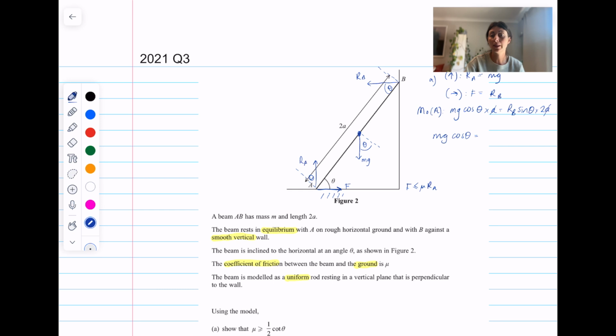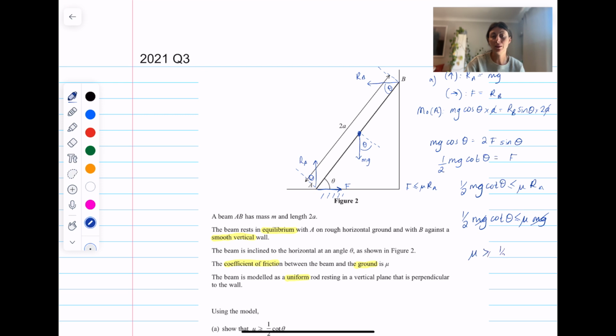And so what I'm going to do is use my horizontal to substitute the RB for an F, just so that I now have an F in my answer. Once you've got an F in your answer, we can rearrange to get it on its own and then use the inequality. So rather than F, we can replace this with less than or equal to mu RA. Rearrange, cancel, and there we have the answer.